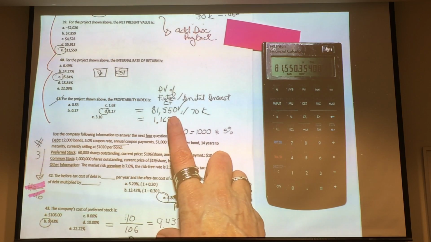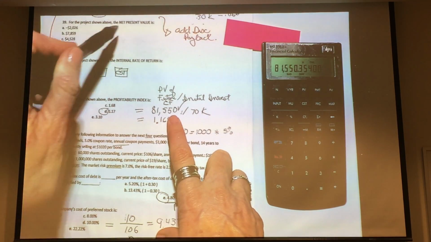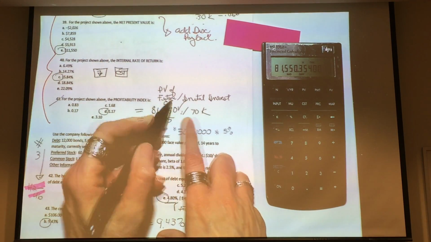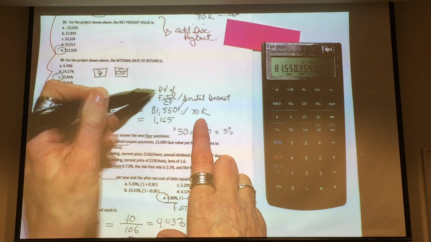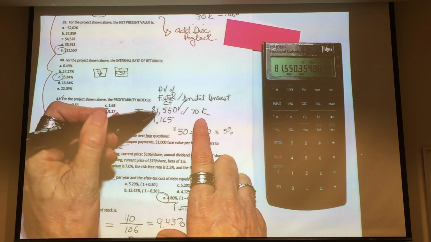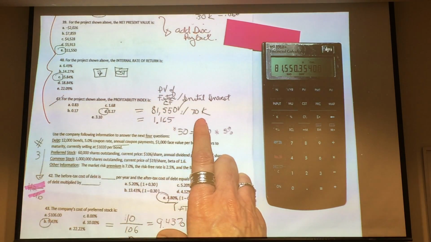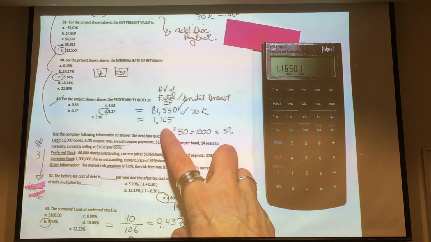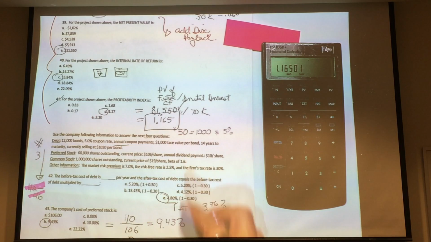81,550. So you're doing the same thing that we did above for your NPV, but I'm not including the 70,000. I'm going to divide the present value of those future cash flows by the initial investment of $70,000. That's your profitability index of 1.165.